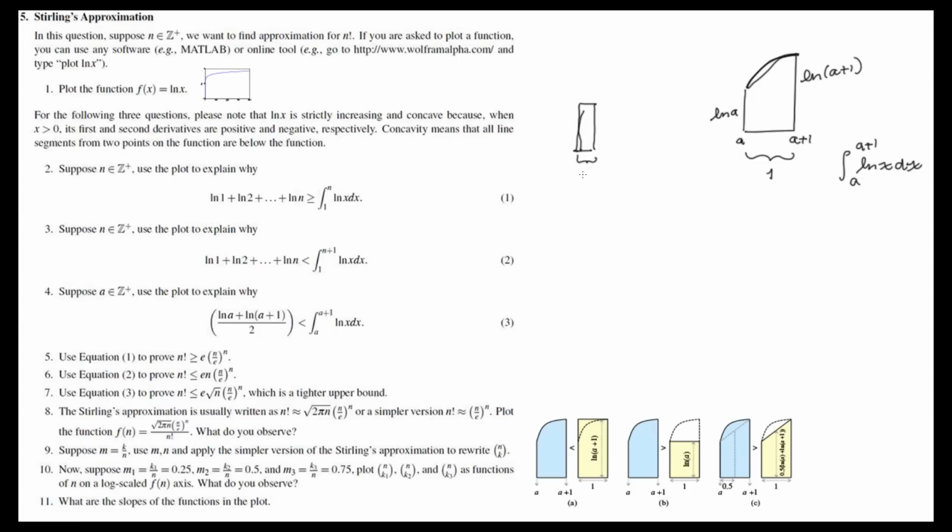So this will be width 1/2 to the natural log of a, and a half width box to the natural log of a plus 1. So this area will be half natural log a plus half natural log a plus 1, which is equal to this natural log a plus natural log a plus 1 all divided by 2. So you take this area, and it's not immediately obvious how these two pictures compare.